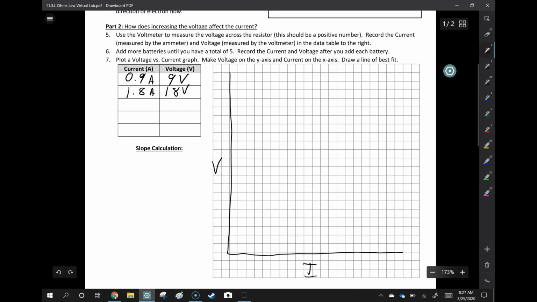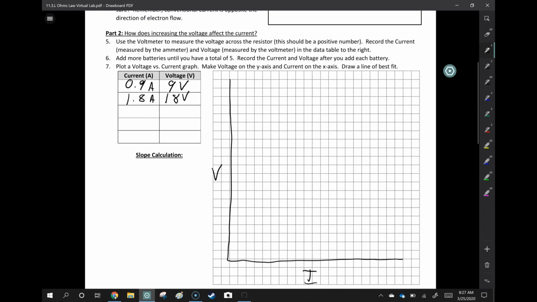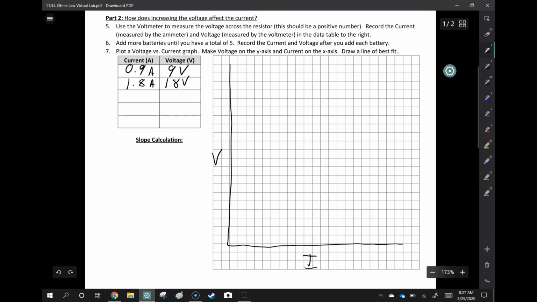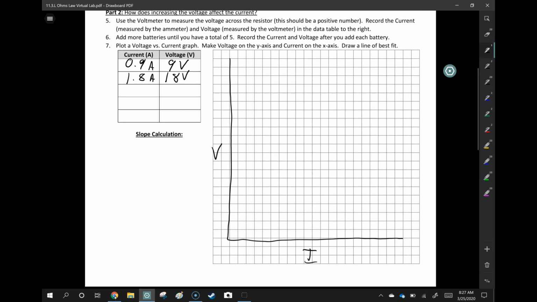You might not be able to do it on a separate sheet. Take a picture, insert it, or just do it on a separate sheet at least. It's a nice thing to do.